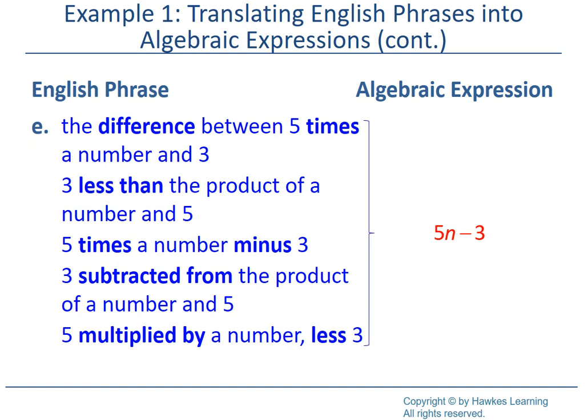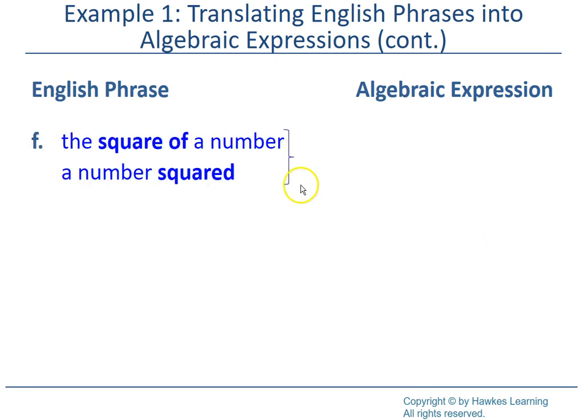Now notice we didn't say the sum, so there's no parentheses here. That's another point to look carefully at. So 5 times the number less 3. 5 times the number, or 3 less than 5 times the number. Number of ways to say this. All right, here's an easy one. The square of a number. A number squared. That's pretty easy.